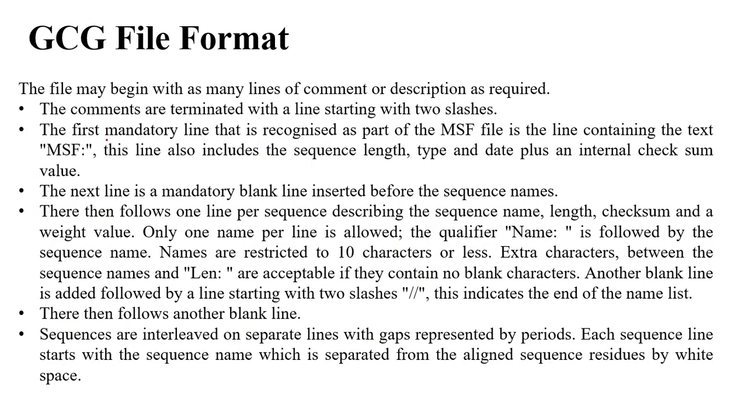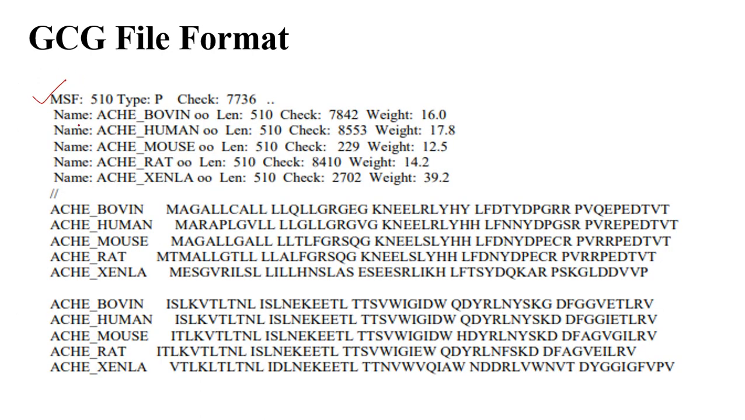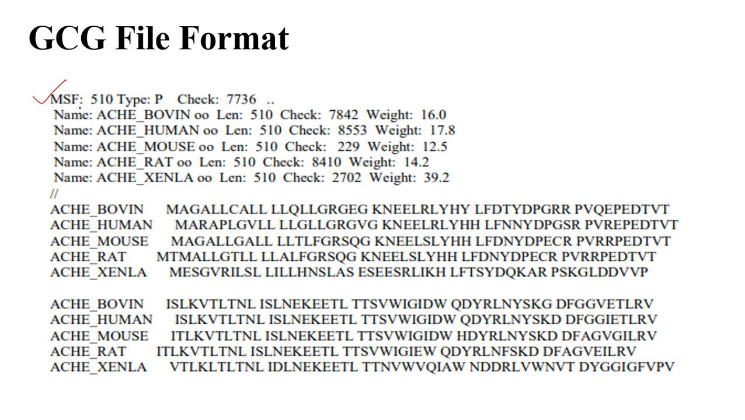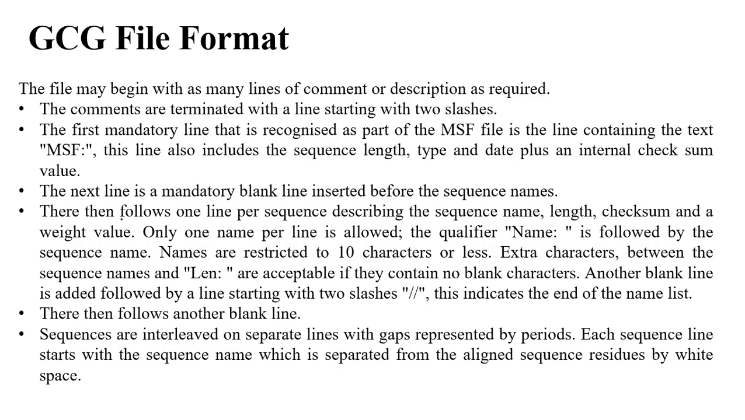You just read it. The first mandatory line that is recognized as part of a multiple sequence format file is the line containing the text MSF. See here, it is mentioned, it is MSF. The next line is a mandatory blank line inserted before the sequence names. So here it is left. Then there follows one line per sequence describing the sequence name, length, checksum.